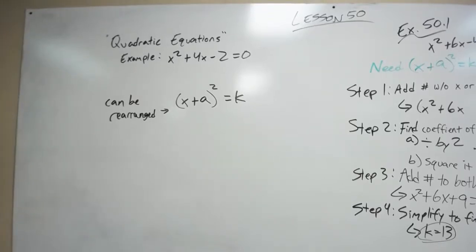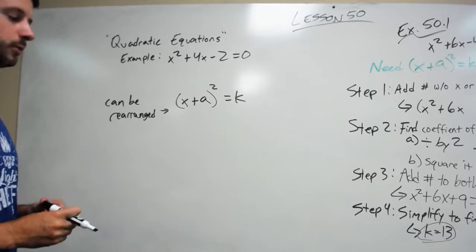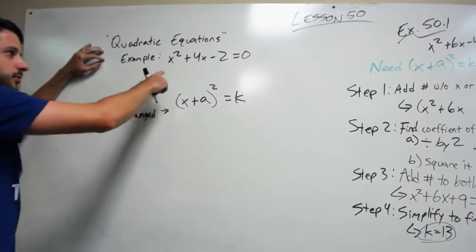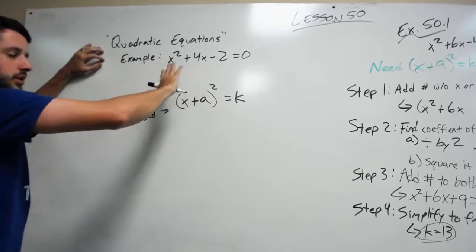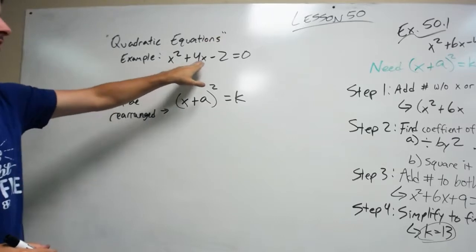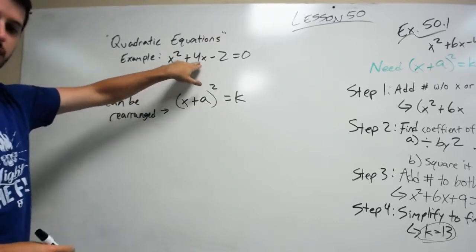In this lesson, we're going to take a look at solving quadratic equations by completing the square. First of all, just so we know what a quadratic equation is, this is an example. It's in this form, x squared. The numbers may change, but this is the form. You have an x squared, and you have an x with a coefficient.